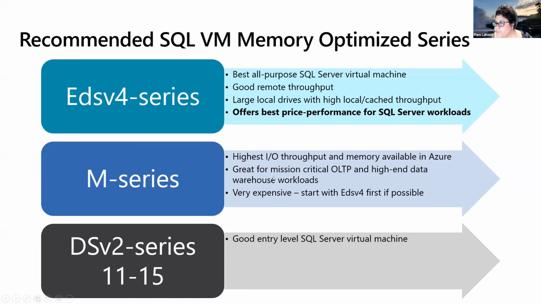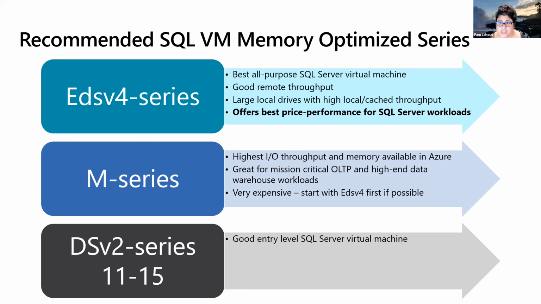M series VM, this gives you more memory per core. So it's a lot more memory, and it's the highest IO throughput available in Azure. So for your really high-end workloads that need beast hardware, M series is the way to go. And this includes many different kinds of M series, MV2 series, MS series. There's a bunch of different M series VMs. Mission critical systems, giant data warehouses, things like that would go to M series.